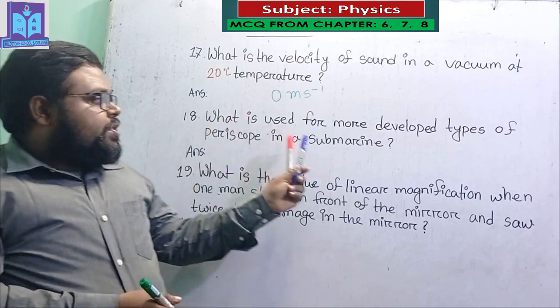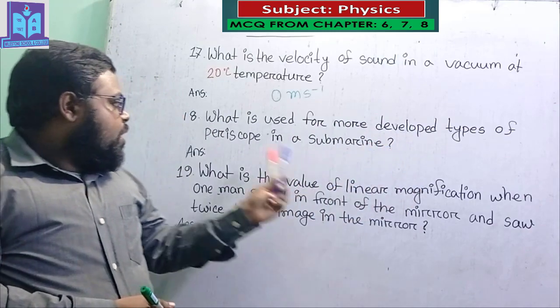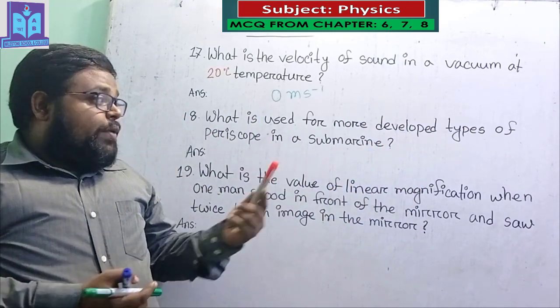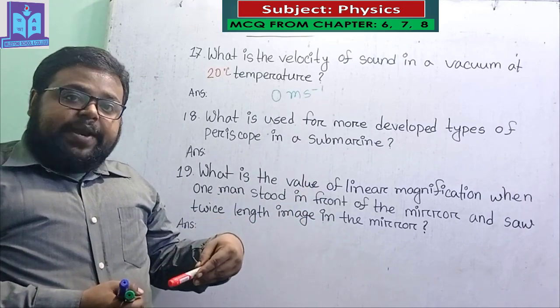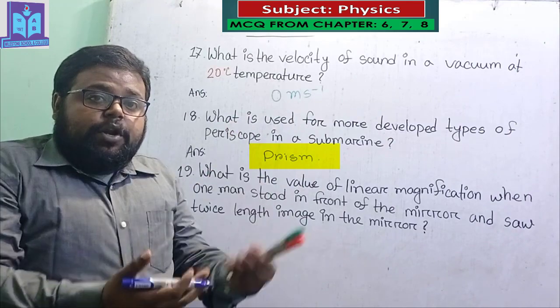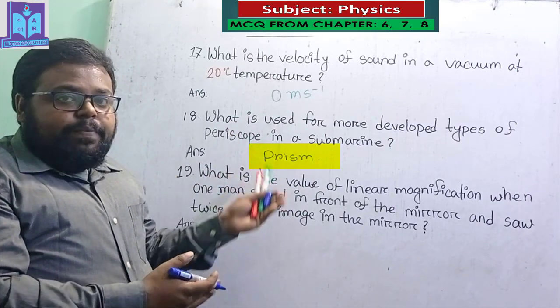Number 18 question. What is used for more developed type of periscope in submarine? Do you know what is used in submarine periscope? Okay, prism is used for more developed type of periscope in submarine.